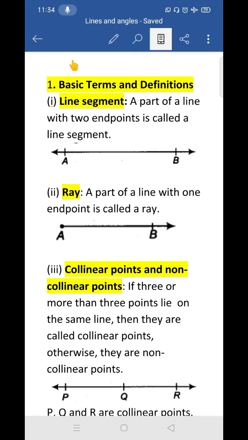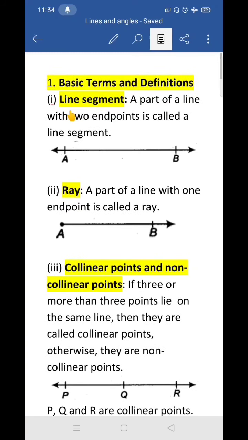Okay, so now let us begin with basic terms and definitions. Your first definition is line segment. So what is a line segment? It is a part of a line with two endpoints. Here you can see it is a part of a line with two endpoints A and B. So this is nothing but a line segment.